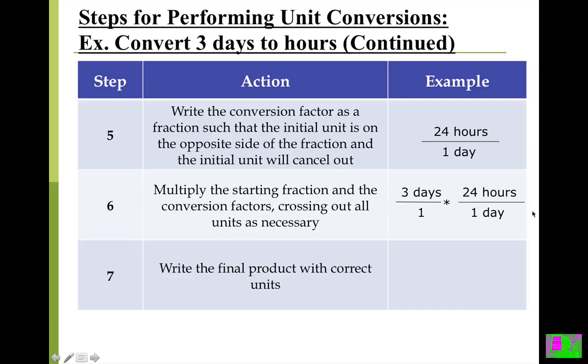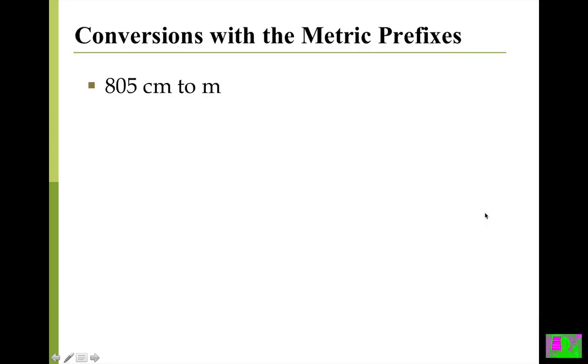So step 6 is that we're going to do the multiplication. We're going to take our starting fraction and multiply it by our conversion factor, and there should be units that cancel out. In this case, days are canceling out, and the final product here will be, after you've done that math, 3 times 24 gives us 72, and it should have the units that are left in the calculation, so that would be hours.